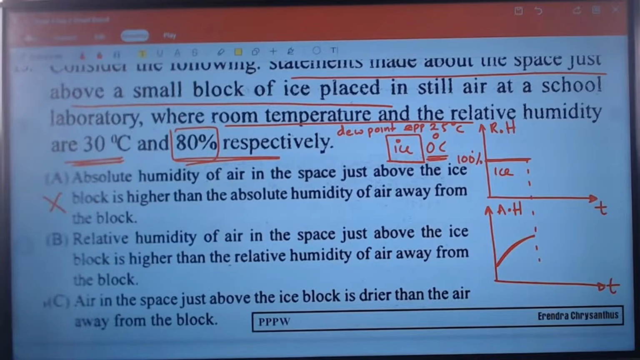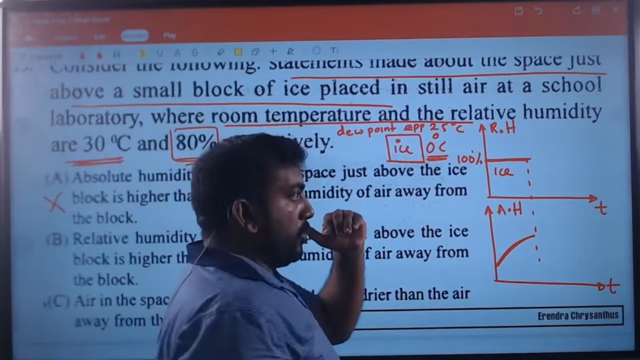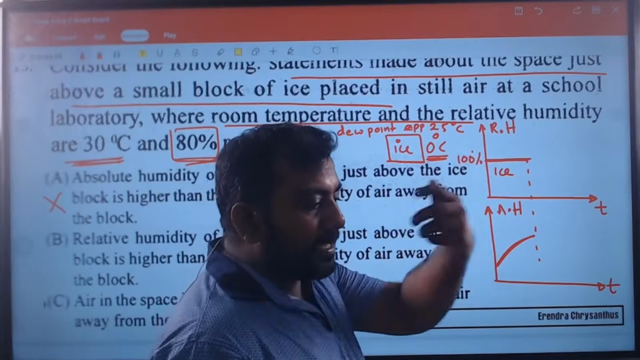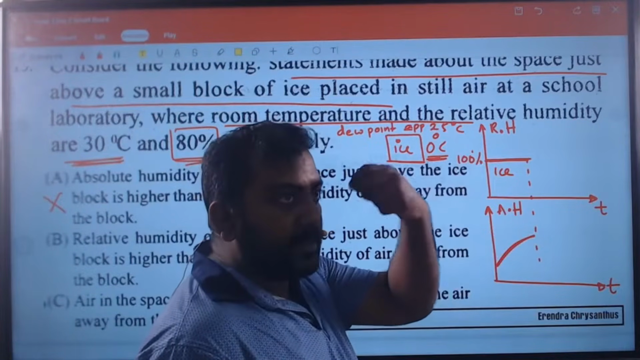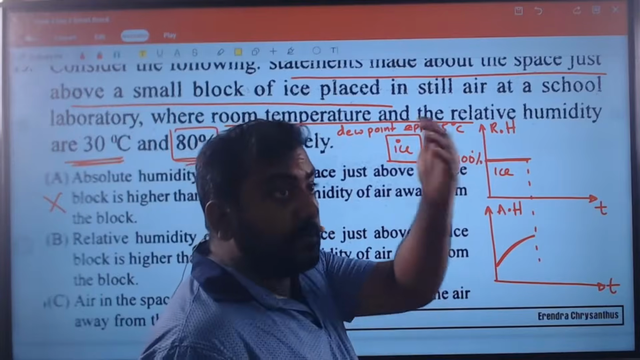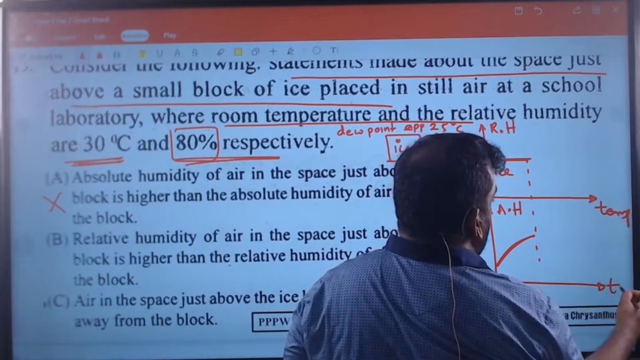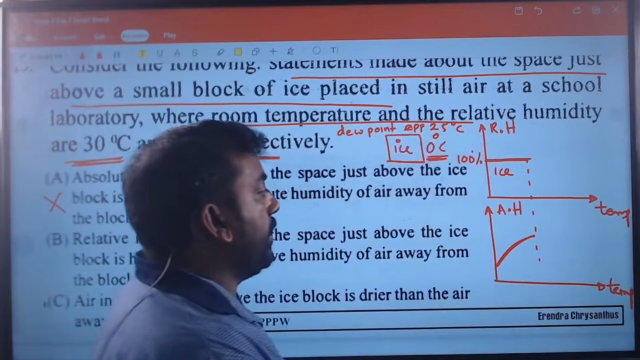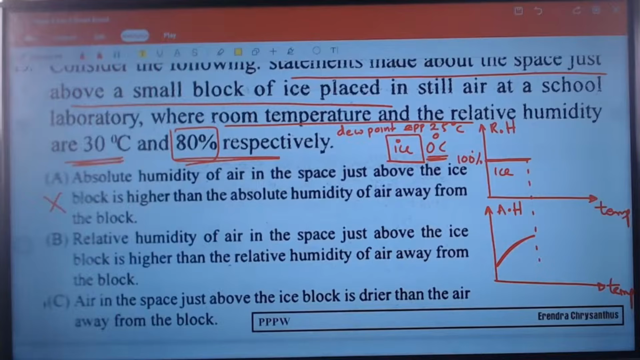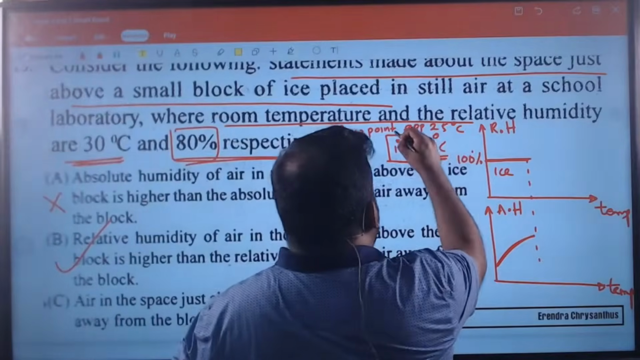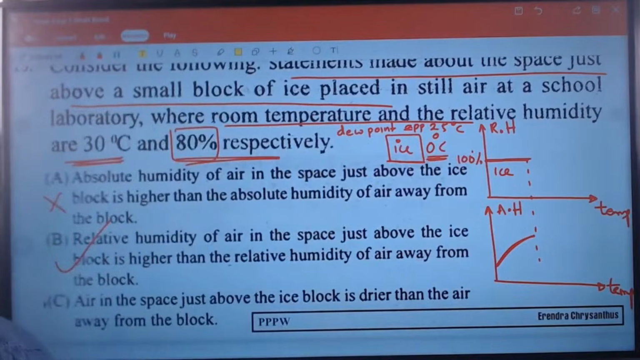Statement A is wrong. Right? So ice temperature 0 is less than the dew point. Less than the dew point means condensation takes place. Condensation takes place means RH is 100%. RH is 100% means absolute humidity will keep on reducing. You remember the graph, the temperature graph? Keep on reducing. Right. B: relative humidity of air in the space just above the ice is higher than the relative humidity of air far away from the block. That's correct. Just near the ice, saturation has already taken place. RH is 100%.